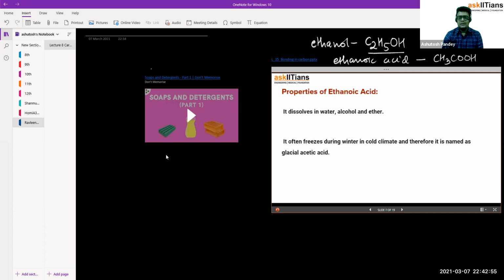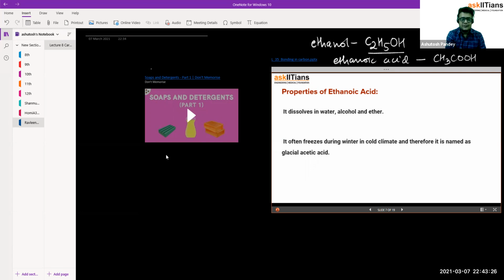So what are the properties of ethanoic acid? It dissolves in water, alcohol, and ether, so it is soluble in all of them. It often freezes during winter in cold climates, because when the temperature goes down, ethanoic acid forms a dimer. It means that two molecules of ethanoic acid combine together, so they form a dimer.